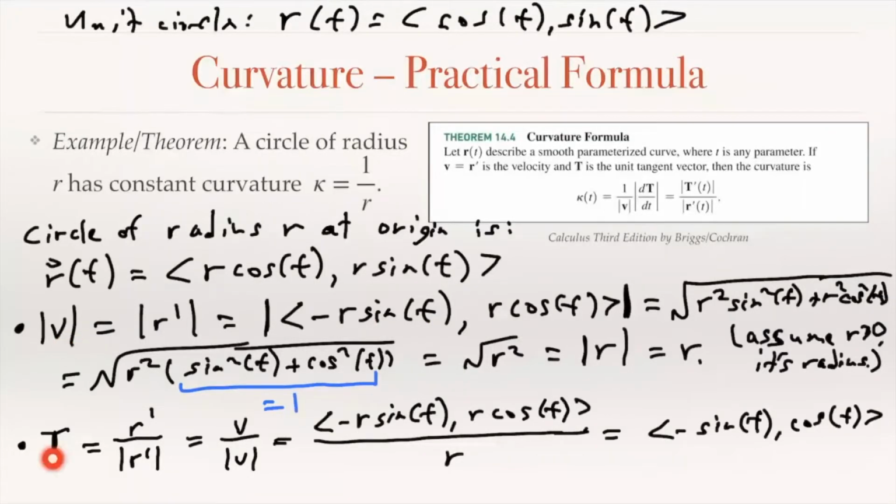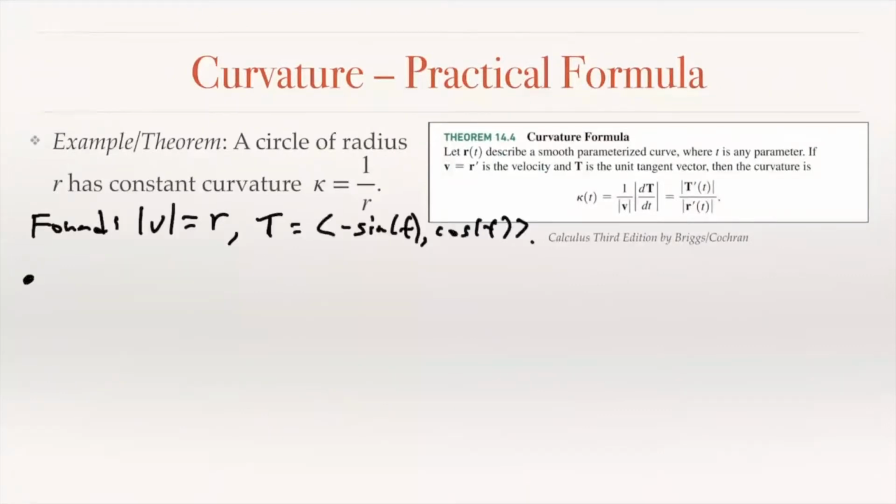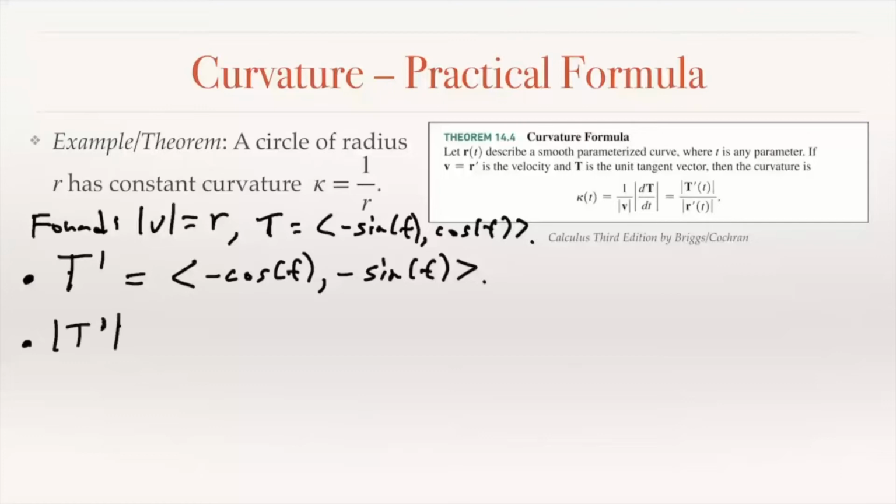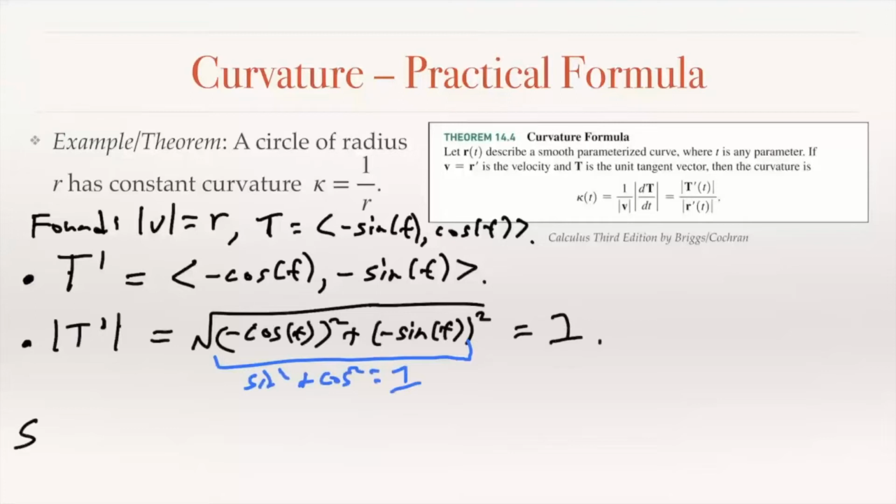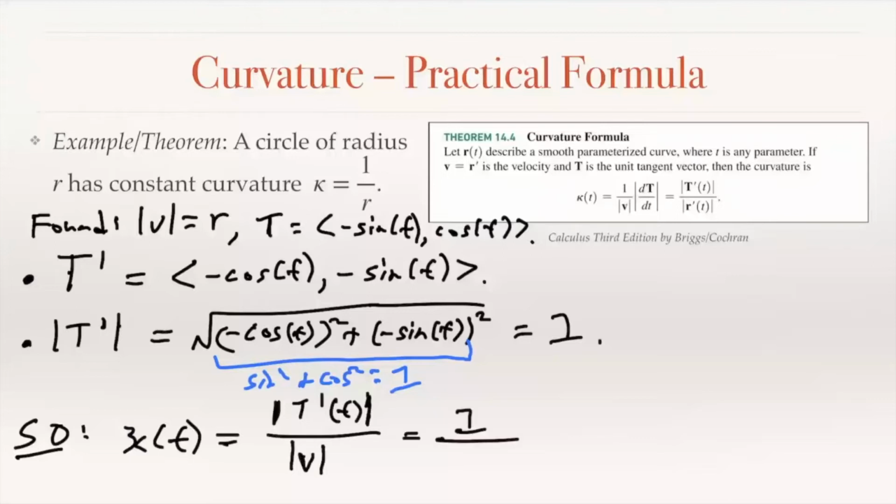Okay, so now that we have those, we need to take the derivative of T and then take the magnitude of that. So now we need to find T prime. The derivative of this is minus cosine t, comma minus sine t, and then the magnitude of T prime is, okay, we'll wind up with our usual sine squared plus cosine squared. So that's 1. So kappa of t at any t is equal to the magnitude of T prime of t over the magnitude of v, which is 1 over r. And notice that all the t's canceled out, so this is regardless of what that input t is.